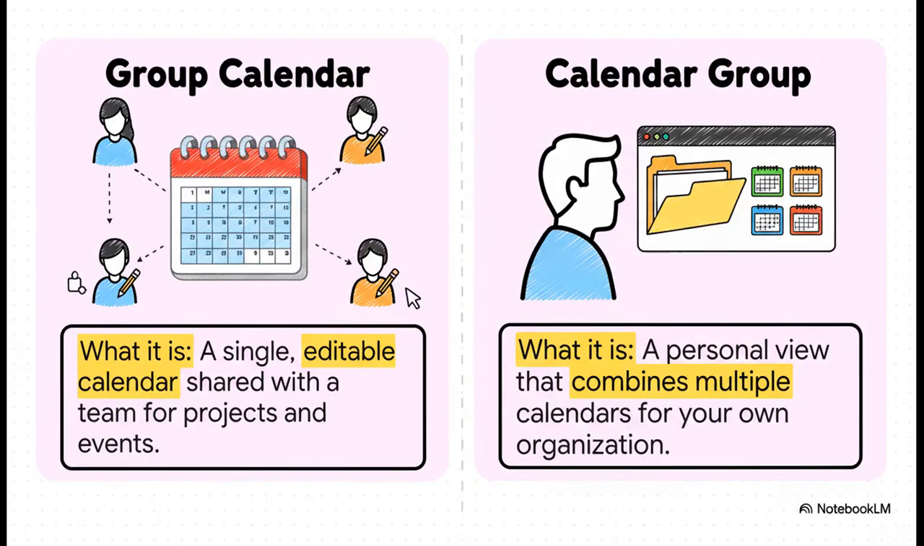This chart nails it. A group calendar, that's the thing we've been building this whole time. It's the actual shared file that everyone on the team uses. A calendar group, on the other hand, is your personal folder. It's a way for you to organize and look at a bunch of different calendars all at once. Your calendar, the team's, a project's. So one is the shared object, the other is your personal organizer.